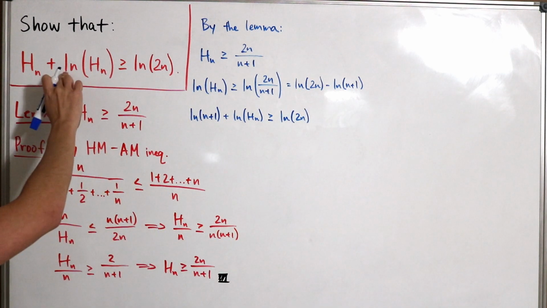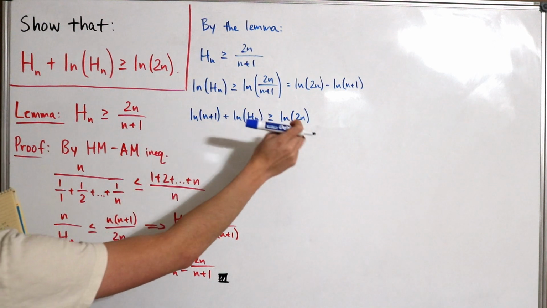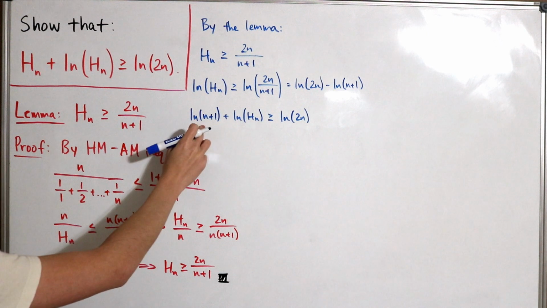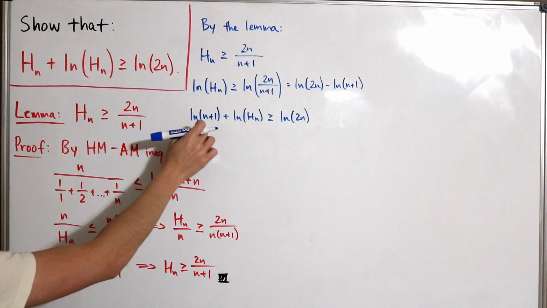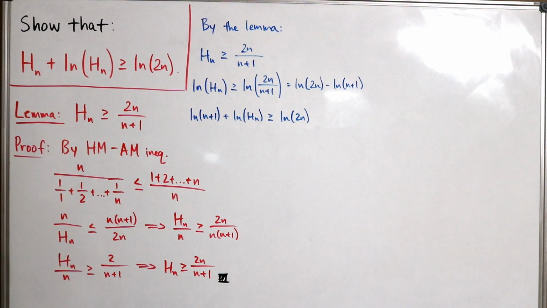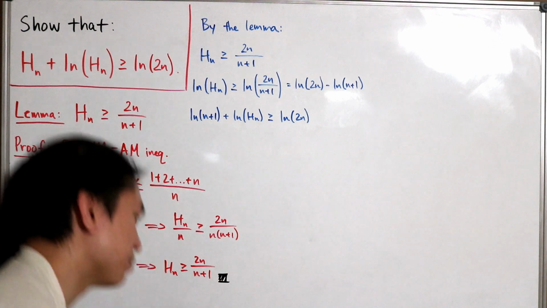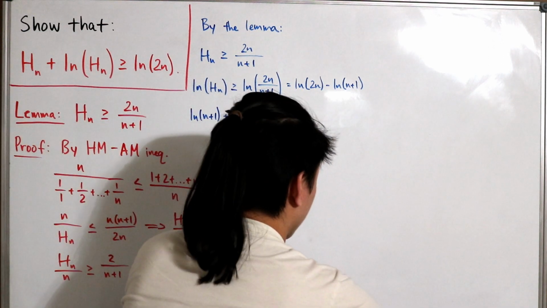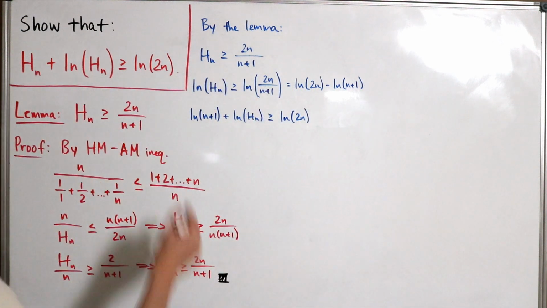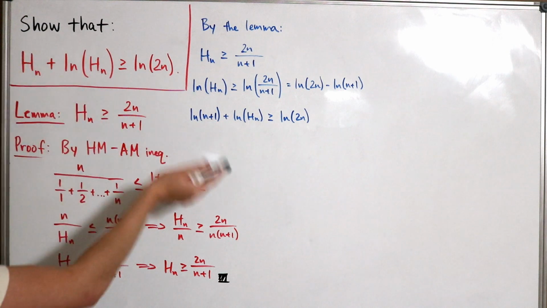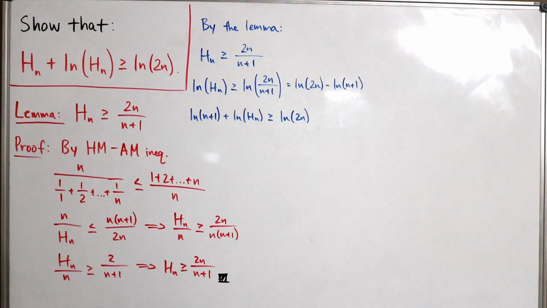We have ln of h sub n over here, greater than or equal to ln of 2n, but that leaves us with what we're supposed to do with ln of n plus 1 in order to get to the nth harmonic number. This is where the fun part comes in. Here we're going to make some observations. We'll start small and work our way up to rewrite that ln of n plus 1, and make the justification to move to the nth harmonic number.